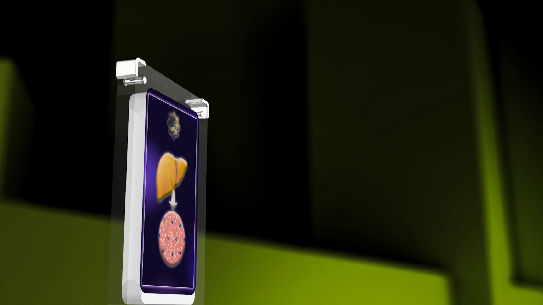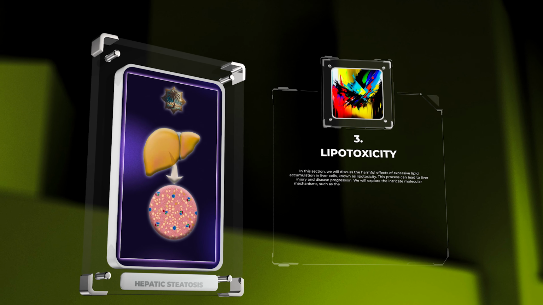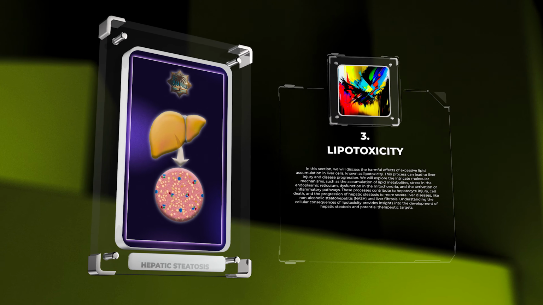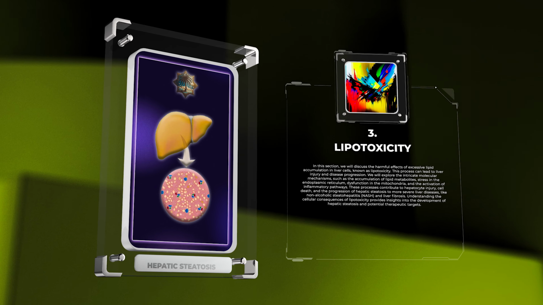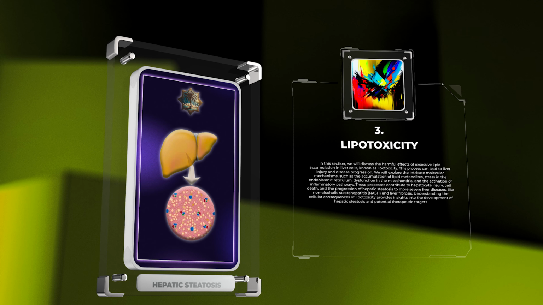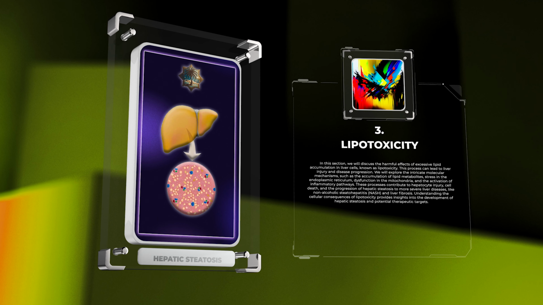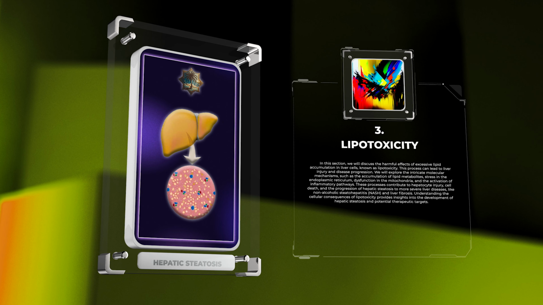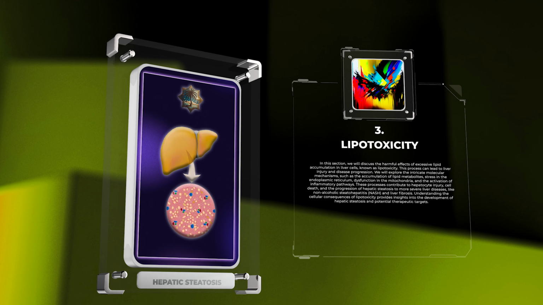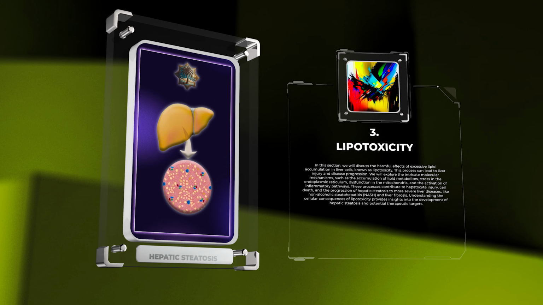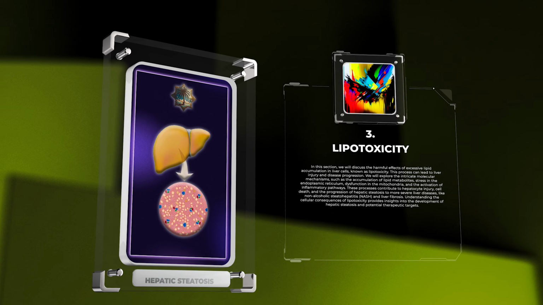In this section, we will discuss the harmful effects of excessive lipid accumulation in liver cells, known as lipotoxicity. This process can lead to liver injury and disease progression. We will explore the intricate molecular mechanisms, such as the accumulation of lipid metabolites, stress in the endoplasmic reticulum, dysfunction in the mitochondria, and the activation of inflammatory pathways.